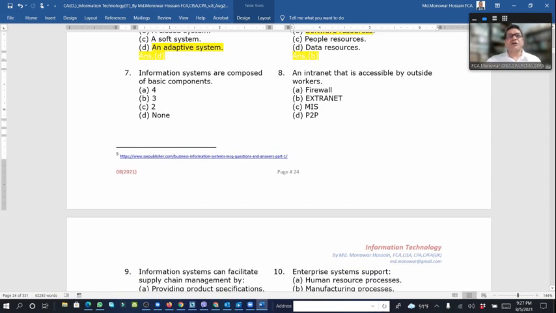Information systems are composed of basic components. What sentence did we read out in the first line of this chapter? People, hardware and software. And an intranet that is extended outside the work, what would be the answer? Extranet, sir. Extranet. Yes, you are right.